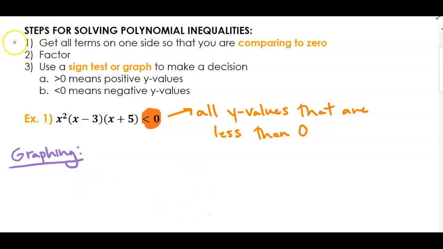I don't want to ignore steps 1 and 2. We will have to do this in other examples, but step number 1, get all terms on one side of your inequality so that you're comparing to 0. That's already happening here. I already have everything on the left side and 0 on the right side. Step 1's done. Step number 2, factor. I already see that that's done. So we're good to go for step 3, graph this polynomial.